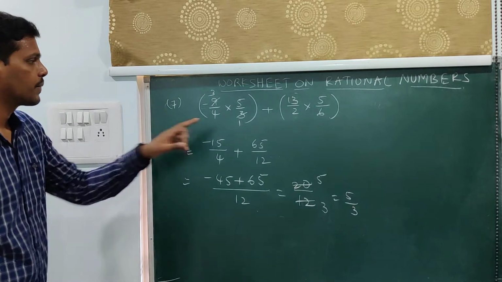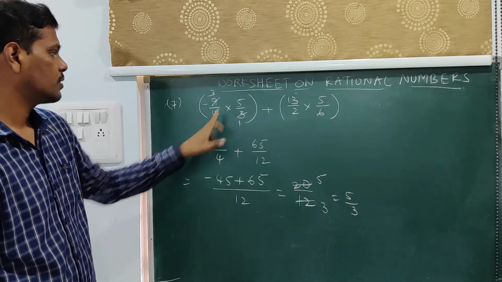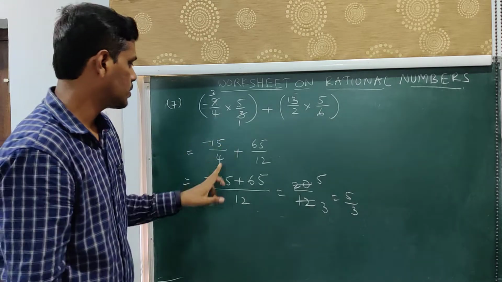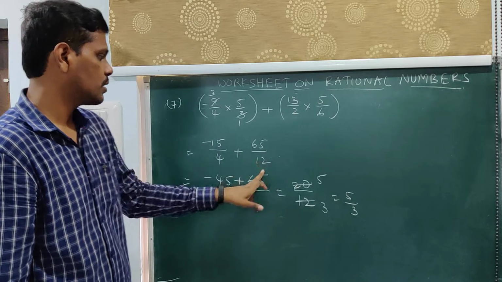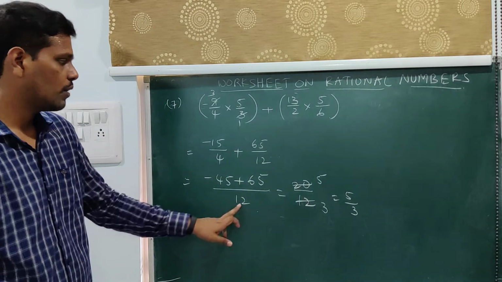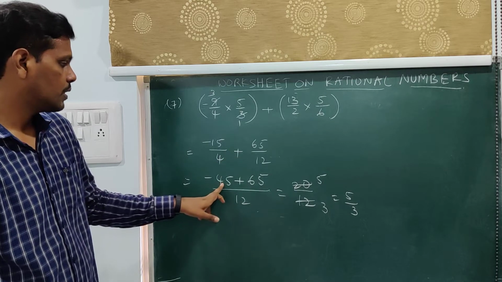Once again I'll repeat it. So 3 1s are 3, 3 5s are 15, minus into plus is minus, 4 1s are 4. 13 5s are 65, 2 6s are 12. LCM of 4 and 12 is 12 itself. 4 3s are 12, 15 3s are 45. That is what I have written.